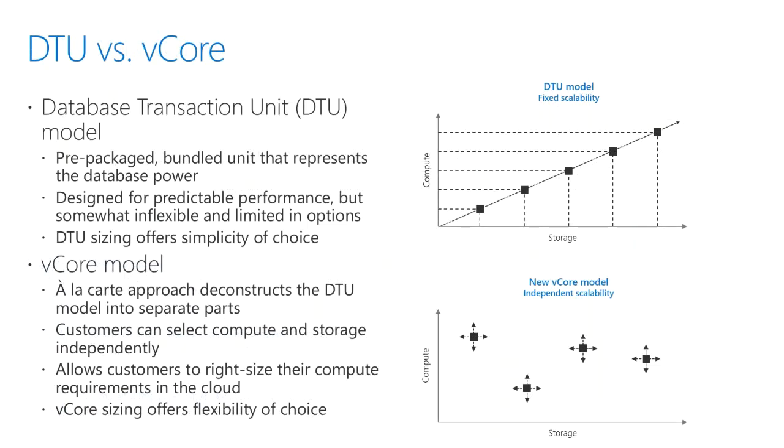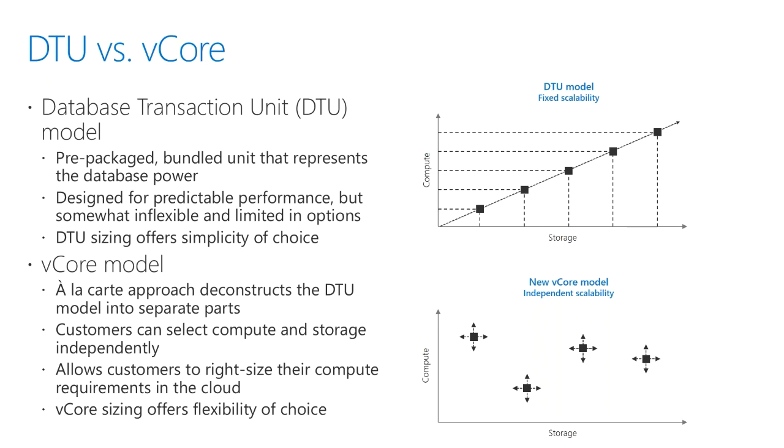So, the DTU versus core conversation. Database transaction units were prepackaged bundles that were supposed to represent database power. We had to figure out, if I chose 1,000 DTUs, how many cores would that be? Because on-prem, I always chose cores when I set up my environment. I didn't choose something called a DTU, and it was a difficult sizing requirement. The vCore allows us an a la carte approach that deconstructs that DTU.